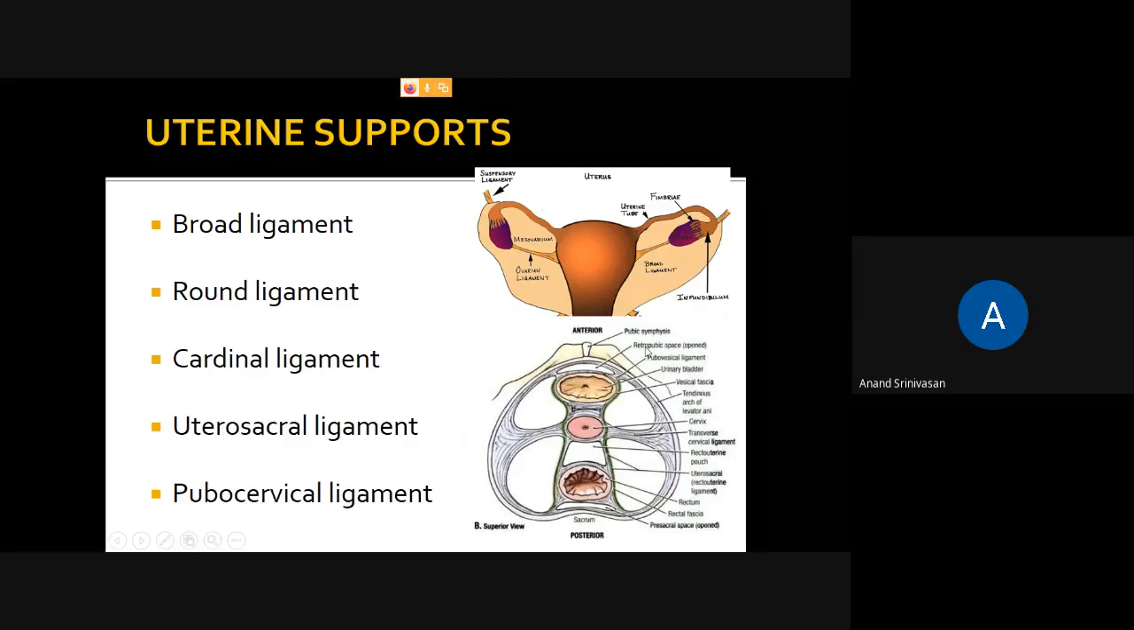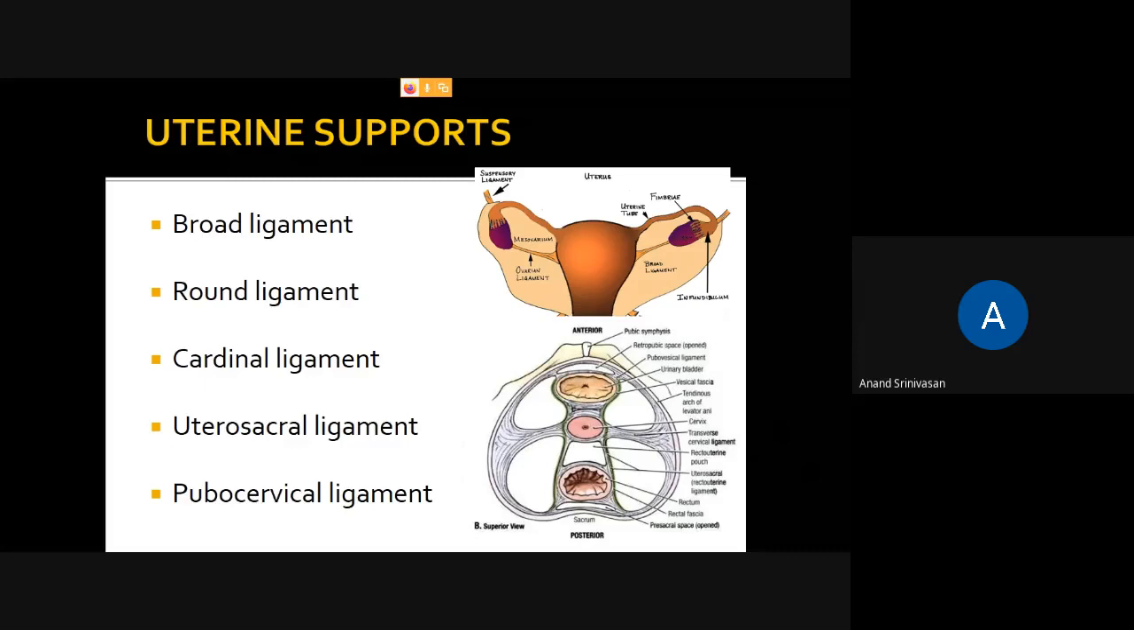If you take a section here, on either side of the cervix you will be able to see a ligament. This ligament is called the transverse cervical ligament, or cardinal ligament. Both are one and the same. This is one very important ligament that prevents the uterus from coming out.